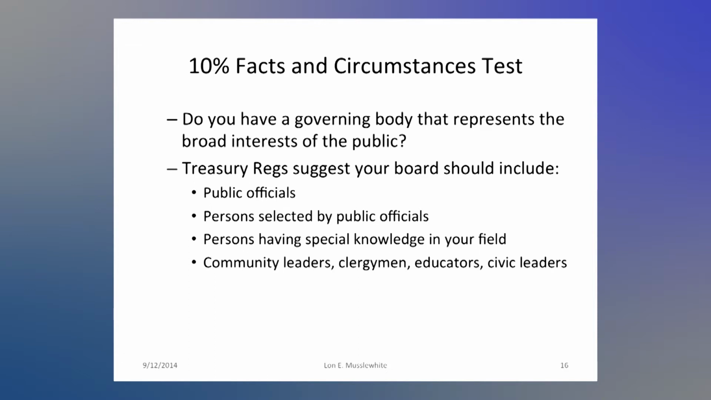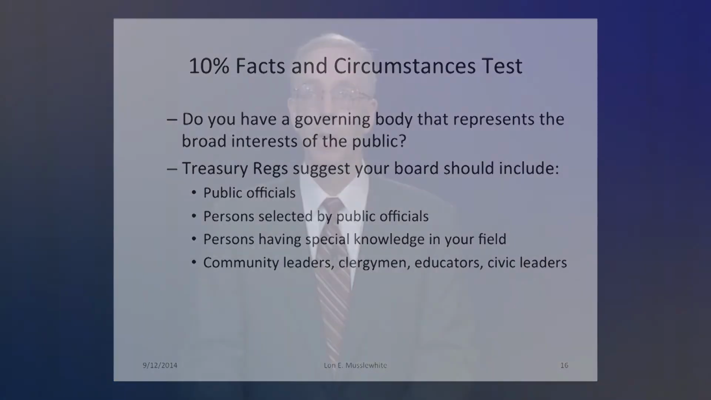Do you have a governing body that represents the broad interests of the public? Now, this is often not the case, but it's important to note that Treasury regulations suggest, there's no requirement here, but they suggest that in order to pass this test, your board should include public officials, or perhaps persons selected by public officials, or persons having special knowledge in your field. So think professors, community leaders, clergymen, educators, civic leaders. If you can have those kinds of persons on your board, in addition to the great contributions that they're going to make by being on your board, it can be very useful in passing this test.